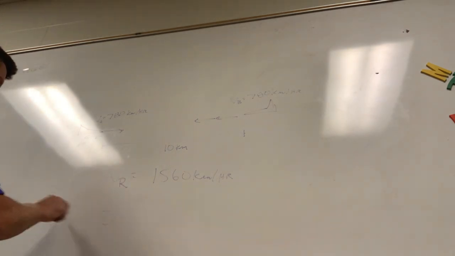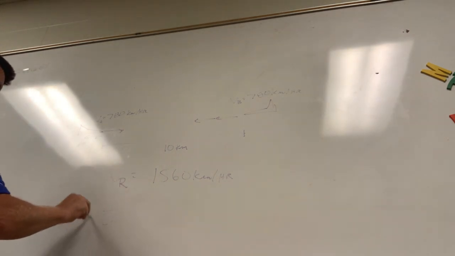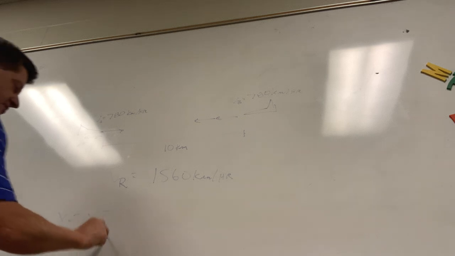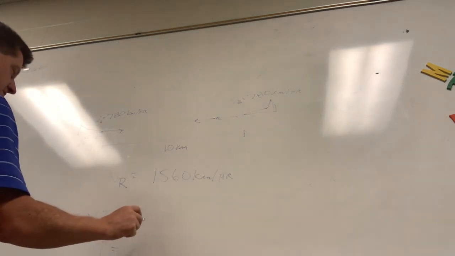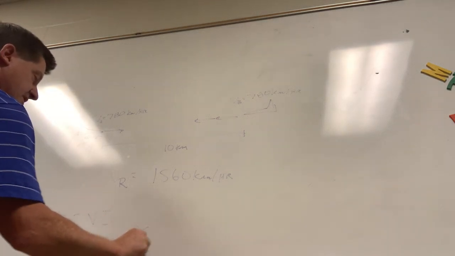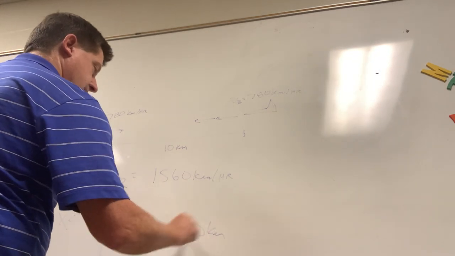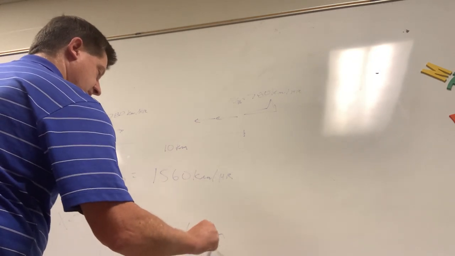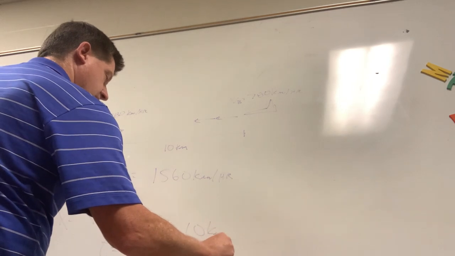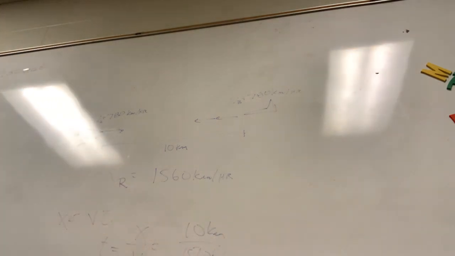Let me do the actual thing here. Distance equals speed times time, right? And the thing I'm looking for is time, so it's distance over velocity, which is going to be my 10 kilometers divided by my 1560 kilometers per hour. And please don't give me an answer in 0.0003 hours. Anybody have a watch that measures 0.0003 hours?